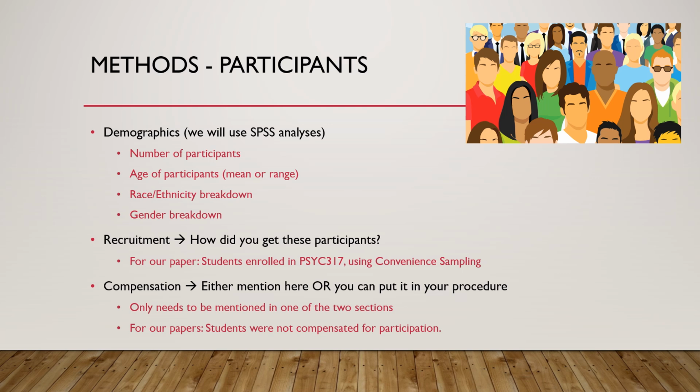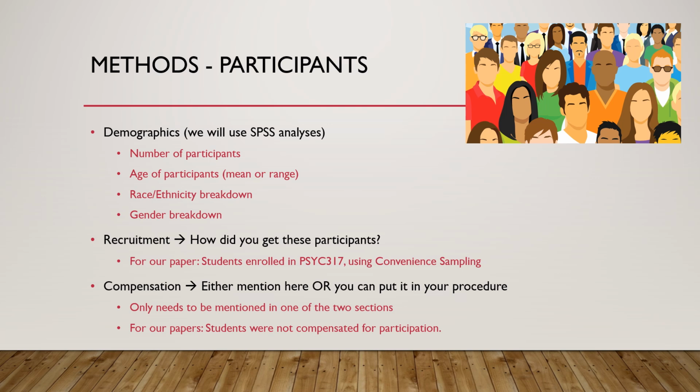You're also going to want to include in your participant section information about the recruitment. How did the participants come to your study? And for us, that's just students enrolled in Psych 317, and we used a convenience sampling, which was talked about in this week's lecture, where it's just whoever's coming to us for our research, whoever's available and is willing to do the study. So you can call it a convenience sample. You could also describe your own kind of experiences being recruited. Don't spend a lot of time on this. It just has to be enough information for us to understand the kind of participants who are coming.